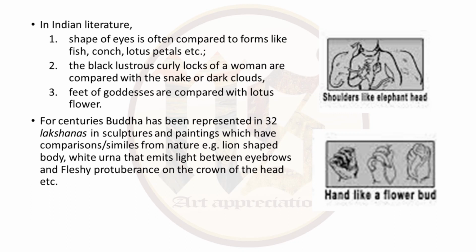For example, his body is lion-shaped. The white urna that emits light between eyebrows and the fleshy protuberance on the crown of the head, all these things have given the form to Buddha. Look at the examples on the right. Shoulders are like elephant head. This we saw in Padampani Bodhisattva. Then hands like flower bud. So all these similes have always been applied to Indian painting.